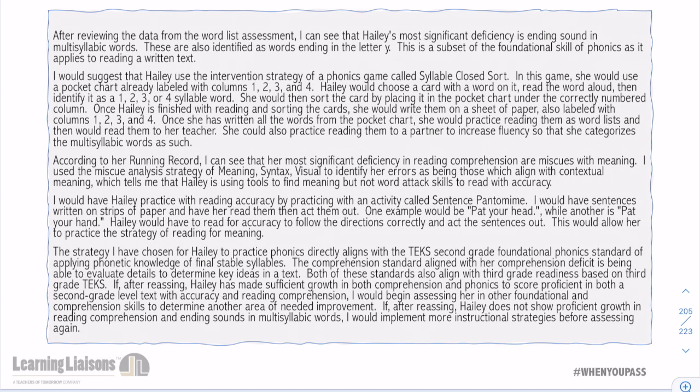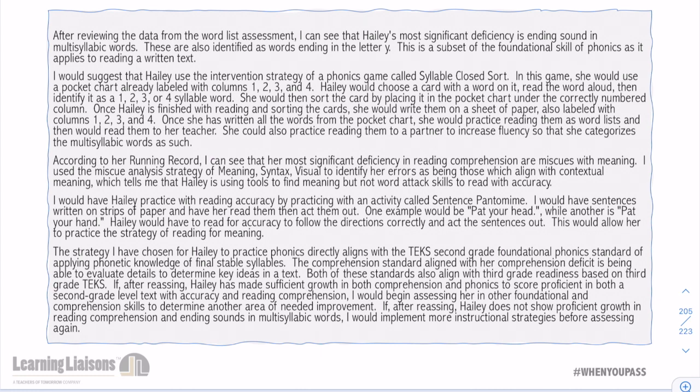The strategy I've chosen for Haley to practice phonics directly aligns with the TExES second grade foundational phonics standard of applying phonetic knowledge of final stable syllables. The comprehension standard aligned with her comprehension deficit is being able to evaluate details to determine key ideas in a text. Both of these standards also align with the third grade readiness based on third grade TExES.